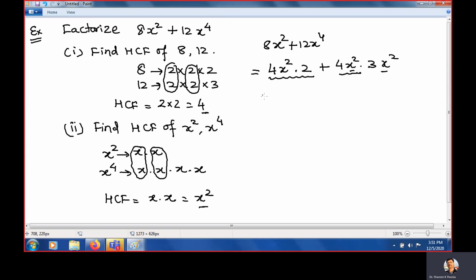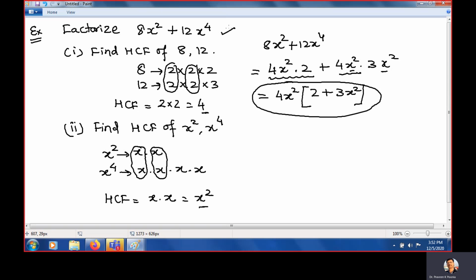Now this is common, so take this common: 4x power 2. And what else inside? 2 plus 3x power 2. These are the factors of this expression. So this is how you get it. Find the HCF of the two terms and then combine it. The combined HCF is 4x square. So break out 4x square at both the places. The rest you need to find.